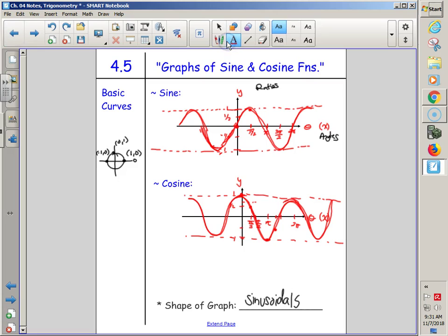Let me go ahead and highlight for you. And if you have a colored pen or marker, this might be a good time to get it out if you haven't yet already. What sine and cosine's cycles look like.